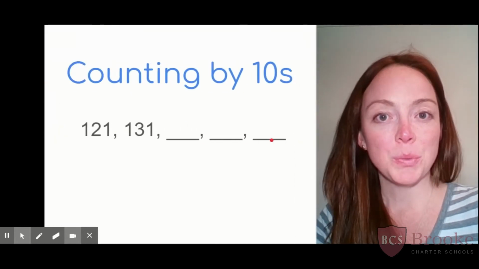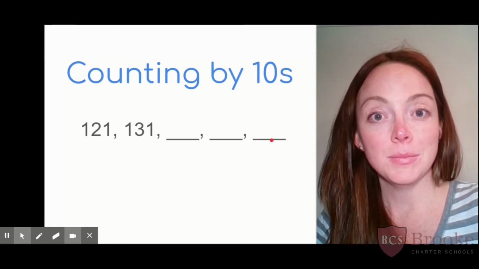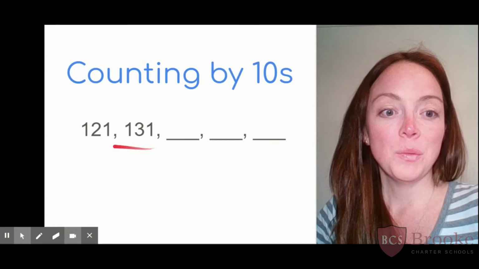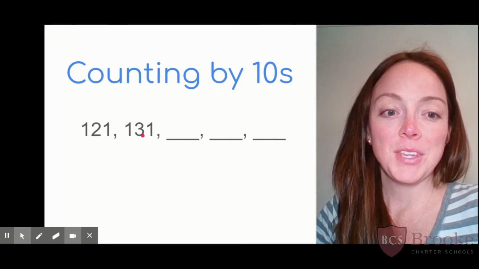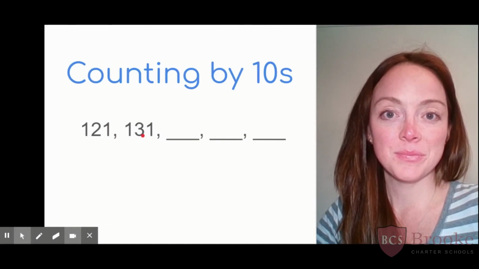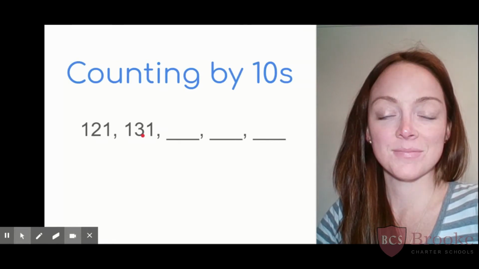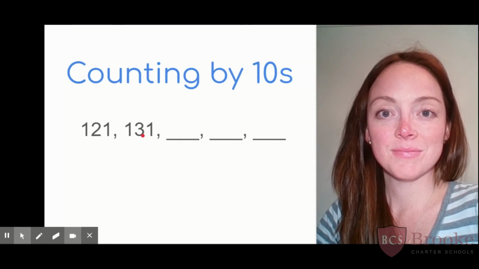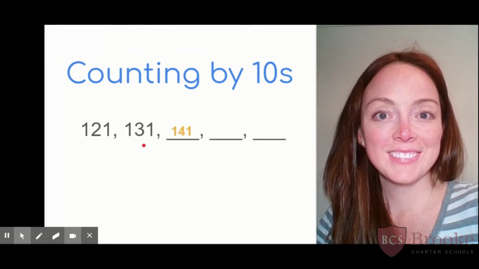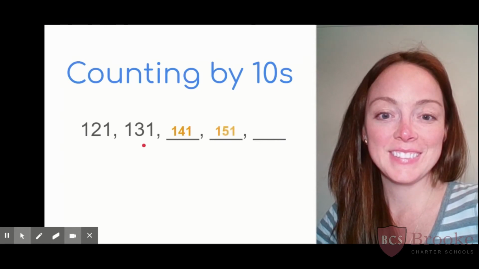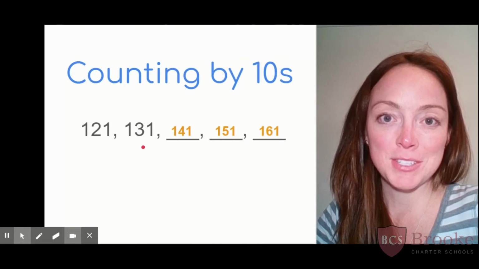We're starting at 121. And I know my tens place is going to change by 1 ten stick each time because I'm counting by tens. 121, 131. Figure out my next 3 numbers, get to work. Good, 121, 131, 141, 151, and 161. Nice job, first grade.